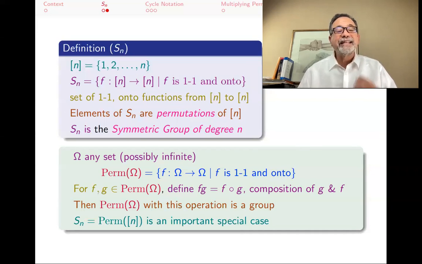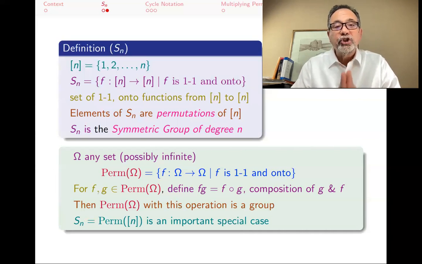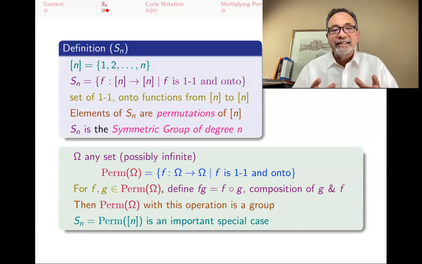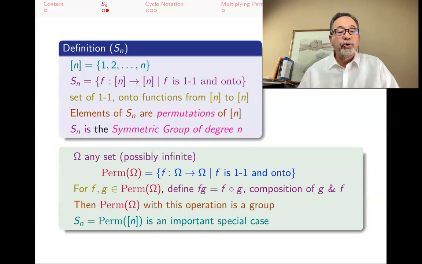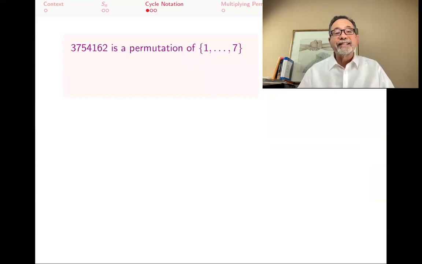And Sn is an important special case. How is it a special case? It's just that we are making sure that the set omega is a finite set. We're looking at permutations of a finite number of things. So Sn is also a group because it's a special case. But we want to think about Sn slightly differently and on its own terms. Let's start with that cycle notation.